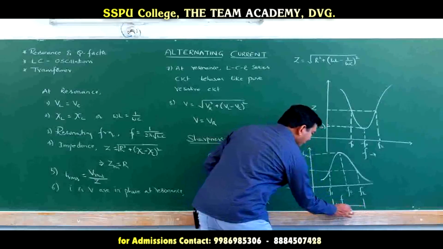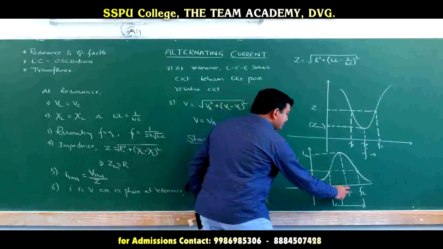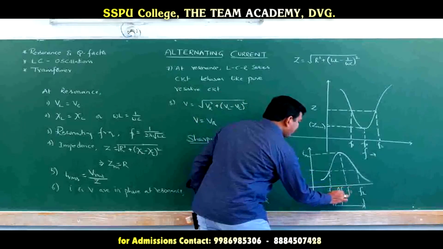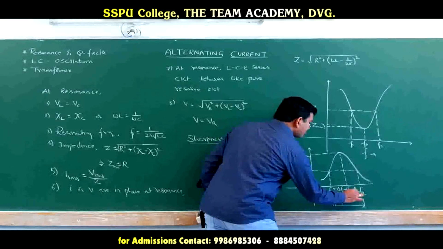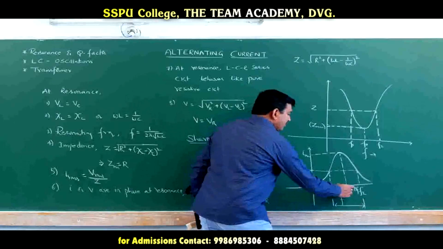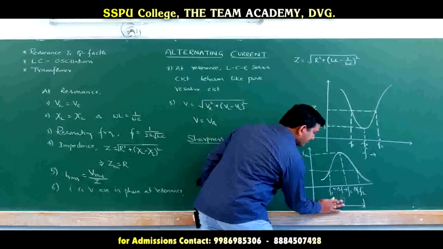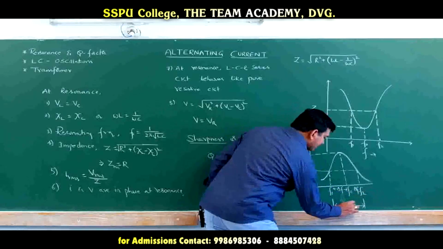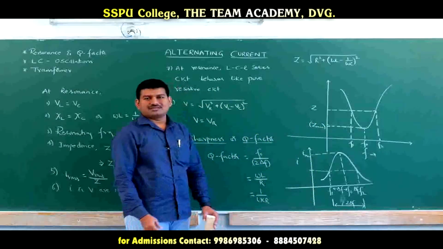Here I will take this gap as the bandwidth. This difference in the two frequencies is taken as bandwidth. If I choose that, this is delta F. The difference in these two frequencies is delta F. Similarly, the difference in these other two frequencies is also equal to delta F. Therefore, this difference will be equal to delta F plus delta F, which is 2 times delta F. This 2 delta F is said to be the bandwidth of the circuit.